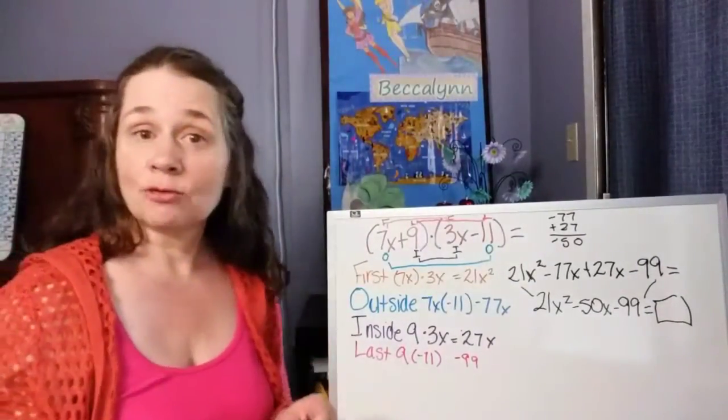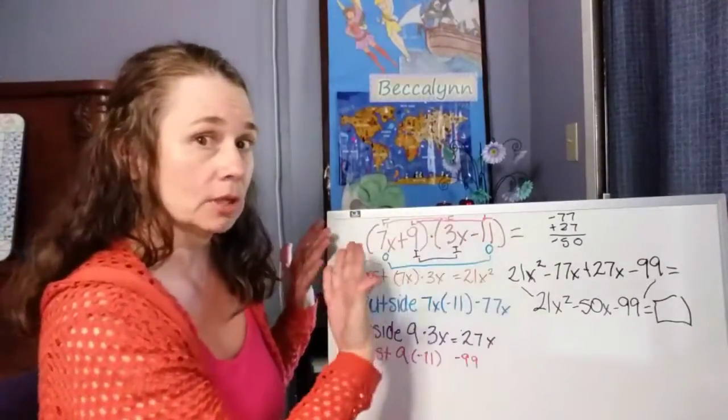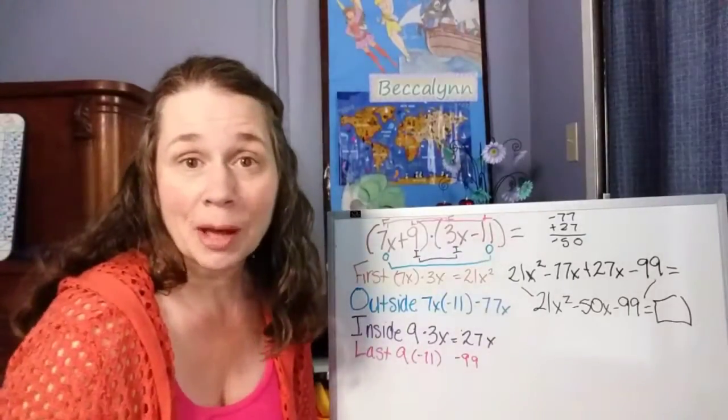So that is the FOIL method. One way of figuring out binomials, 2 problems. And I hope you learned something fun about math today.